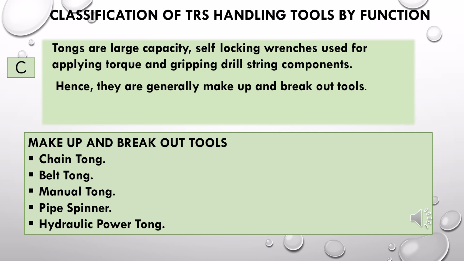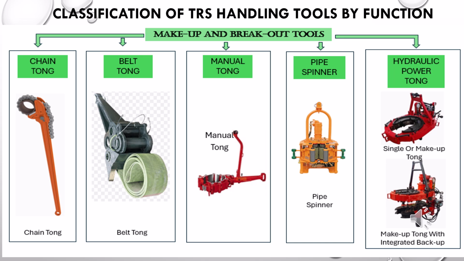All right, so in our list here, we have the different types: the chain tongue, belt tongue, manual tongue, pipe spinners, and of course hydraulic power tongue. Let's take a look, have a pictorial summary of what we're talking about. Okay, so you can see our chain tongue. As the name implies, this is a belt tongue. You see a belt here. This is a belt. All right. You can see a manual tongue. This is spinners, and of course, this is the hydraulic power tongue.